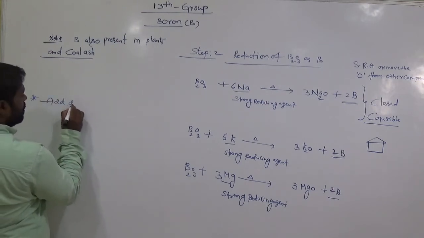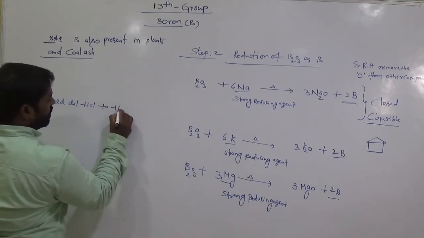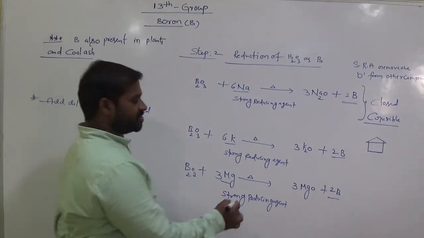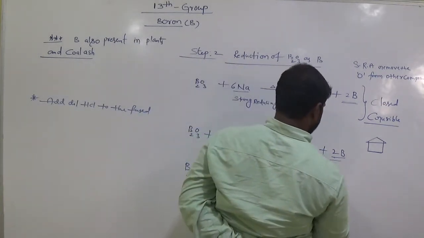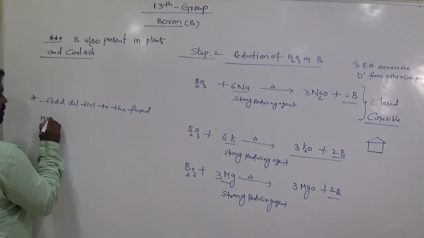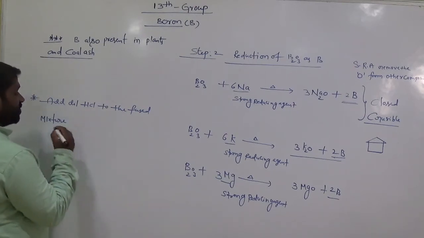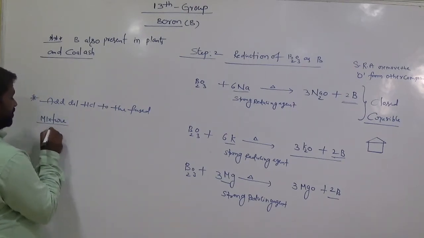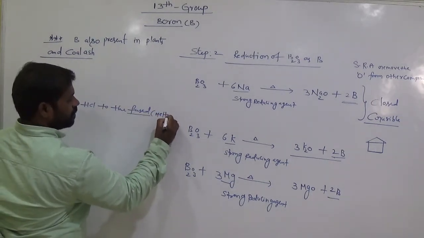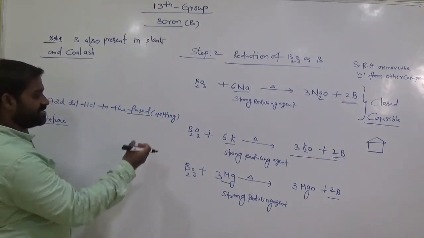Now add dilute HCl to the fused mixture. This is the fused mixture. Fused means nothing but melting, like semi-solid. A solid and liquid mixture is called fused here.